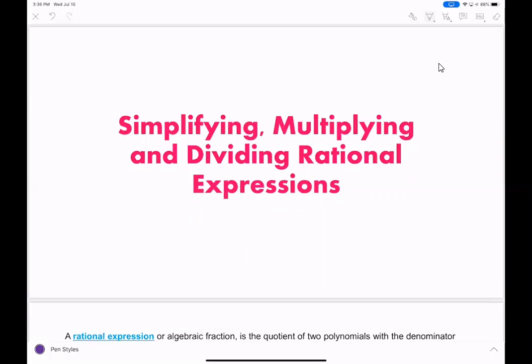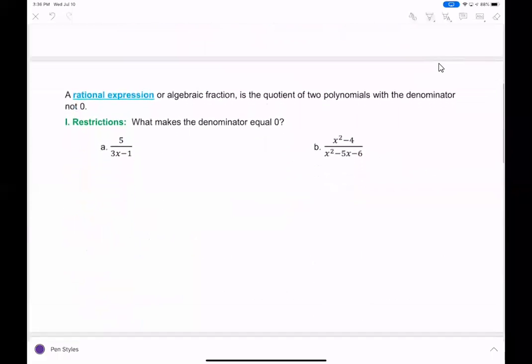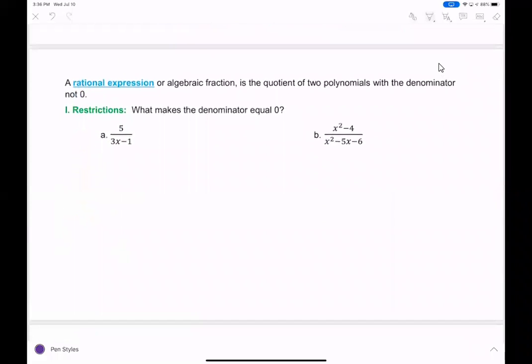In this mini lesson, we will look at simplifying, multiplying, and dividing rational expressions. The first part of this lesson is looking at what are called restrictions. But first, what is a rational expression?